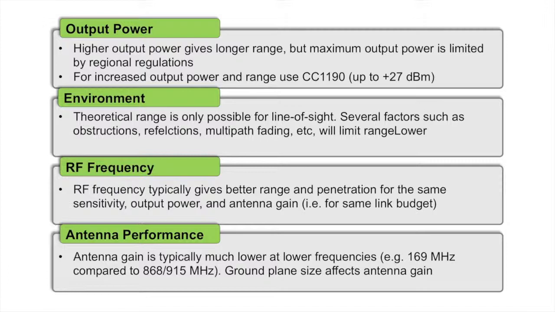Higher output power gives longer range, but maximum output power is limited by regional regulations. With the CC1190, TI has a range extender with a power amplifier that can transmit up to 500 milliwatts, which is the same as plus 27 dBm. This is the maximum allowed output power in many regions.